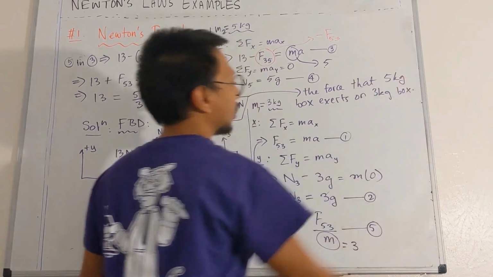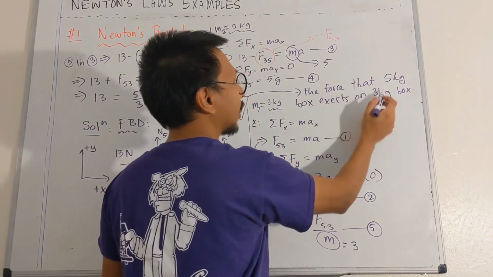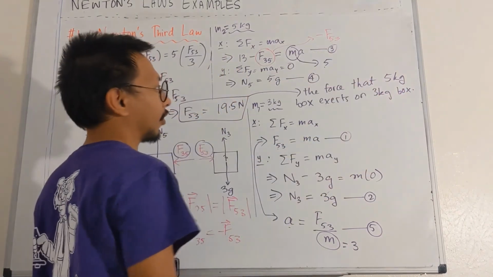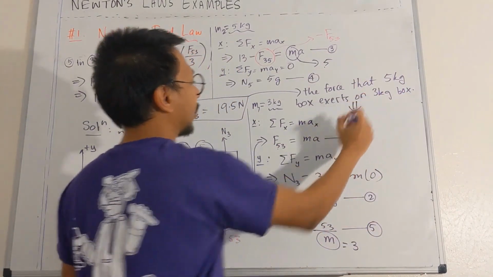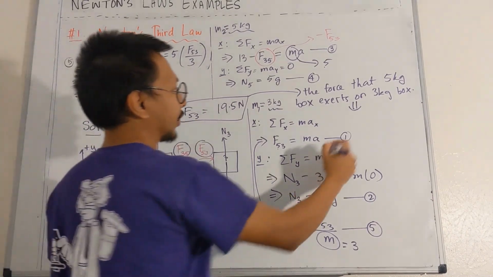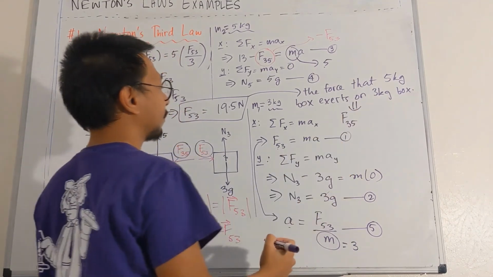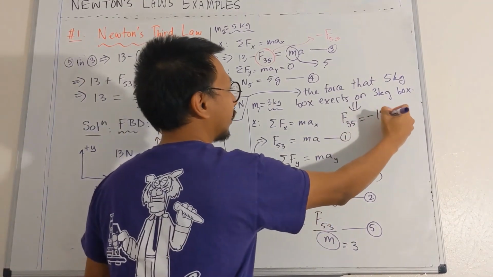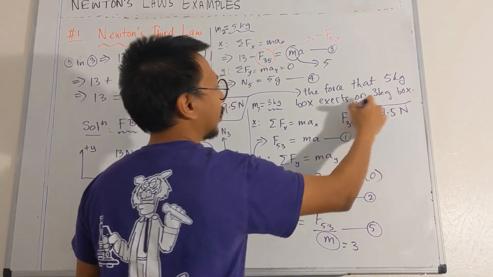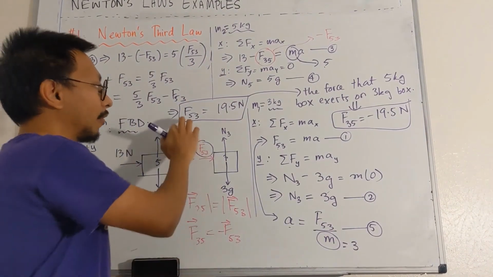But our question asks us specifically to find the force that the 3 kilogram box exerts on the 5 kilogram box. That means they would be exerting the same force due to Newton's third law, however in different directions. So the question actually wanted me to find F35, which should then be negative 19.5 newtons. The negative implies that this force is in the opposite direction of F53.